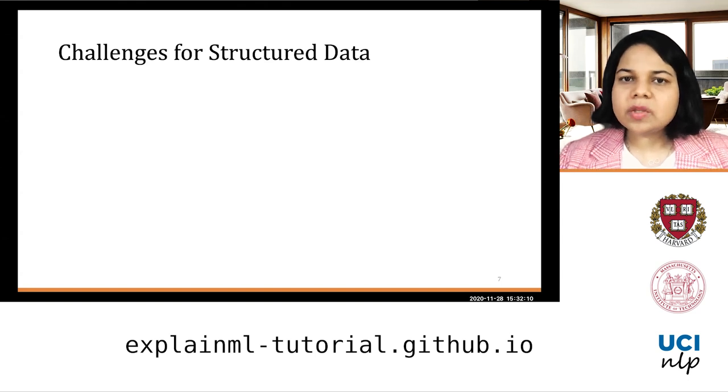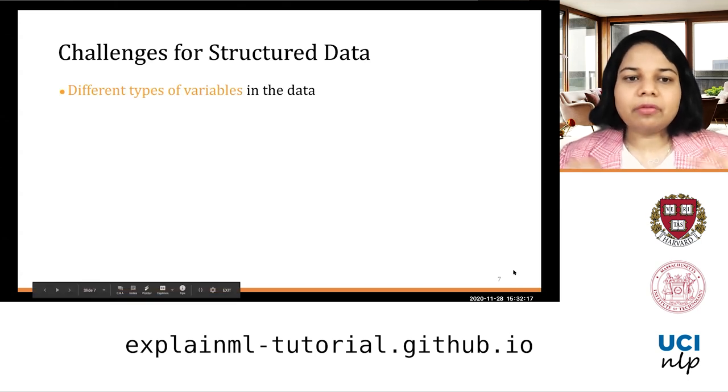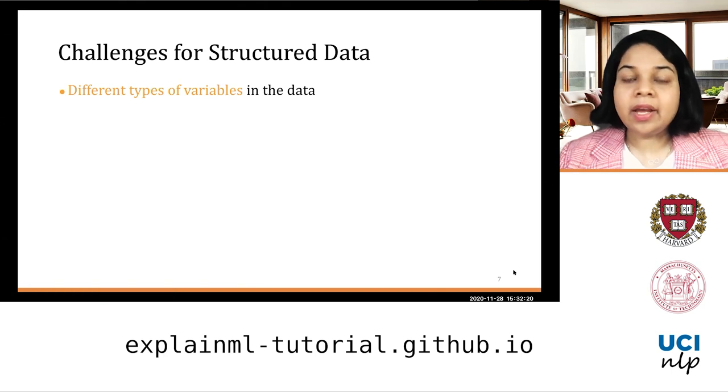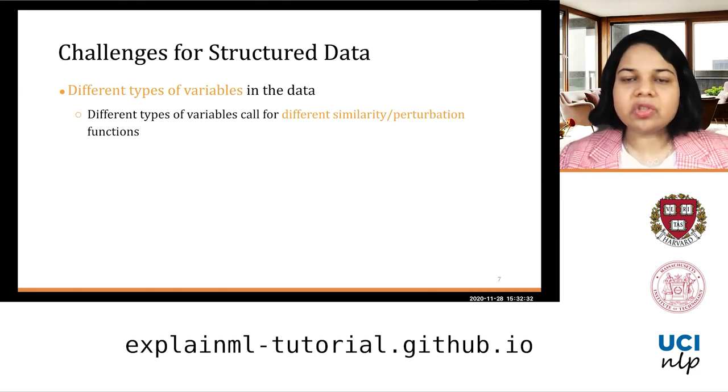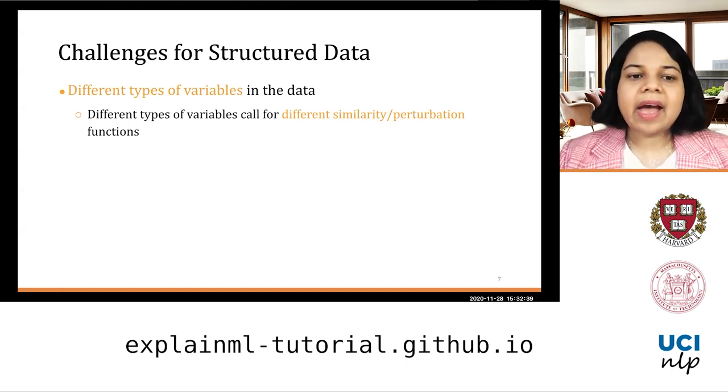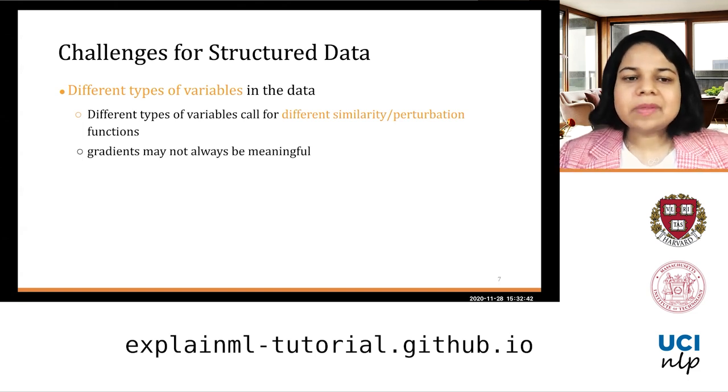Okay, so what are the challenges posed by structured data when constructing explanation? First of all, different types of variables in the structured data can actually result in different challenges. For example, different types of variables could call for different similarity or perturbation functions when constructing explanations. Note that these similarity or perturbation functions are often important components of algorithms which generate explanations. And secondly, concepts like gradients may not always be meaningful because, for example, let's say we have a feature like zip code. In that case, thinking about a gradient or an output of a gradient might not be very meaningful, right?